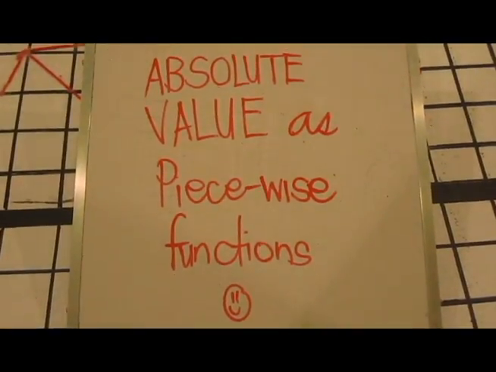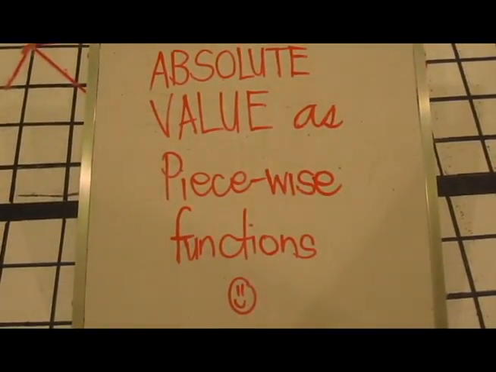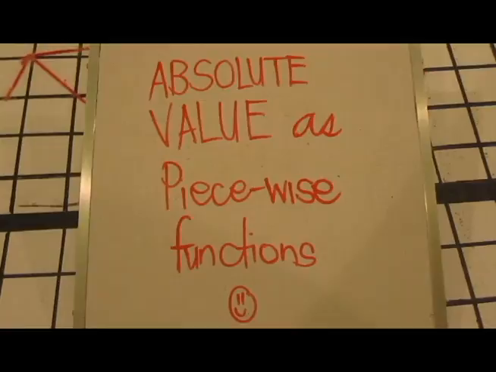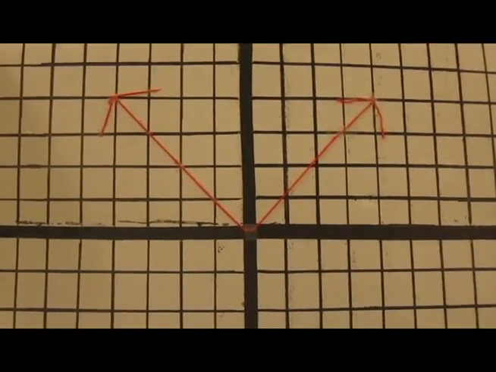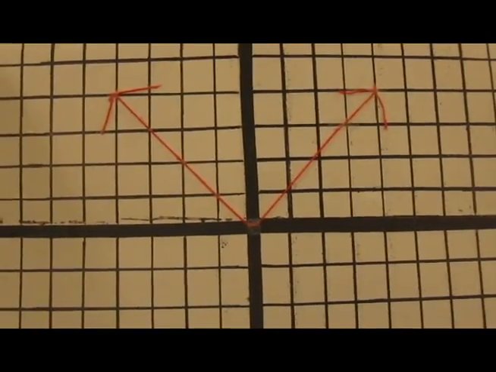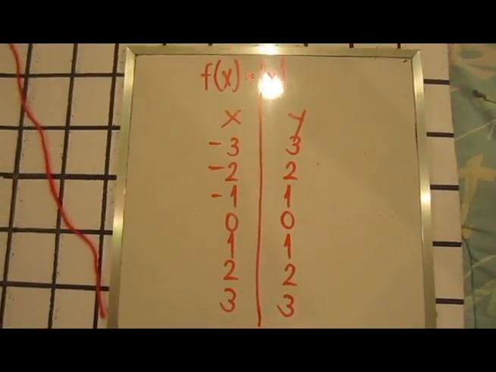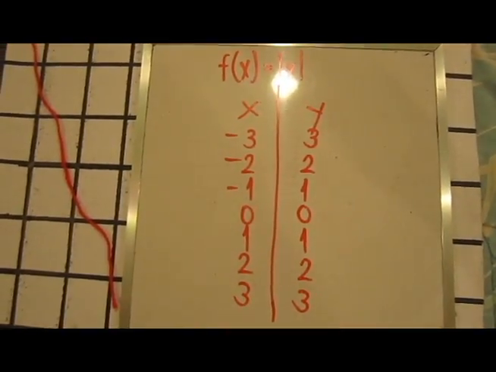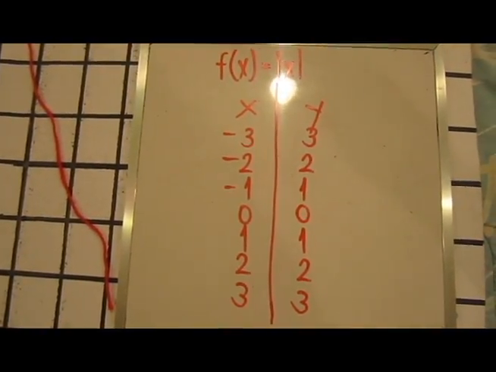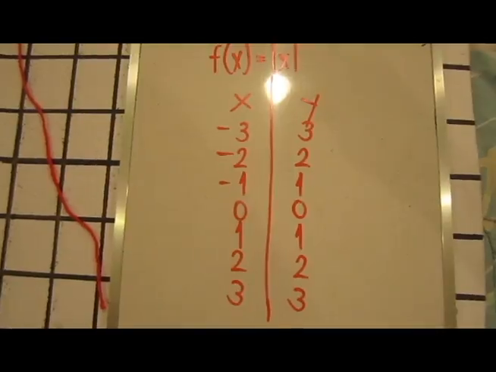So today we'll show you how to graph absolute value as piecewise functions. So this is how an absolute value function graph looks like. To graph an absolute value function, we use this table of values to plot the graph.